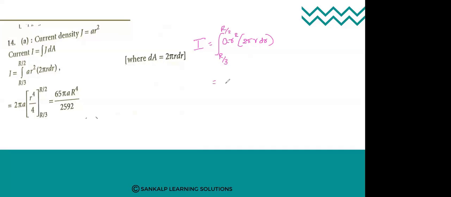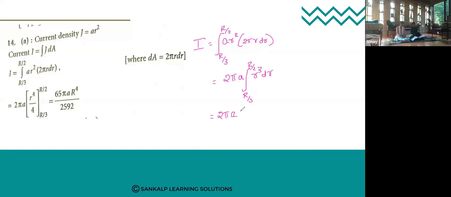So which is equal to, so what is constant here? You can see 2 is constant, pi is constant, A is constant. Whenever you are doing integration or differentiation, the constant terms are kept out. So 2 pi A, keep it out. After that, what is remaining? Inside the integration sign we have r squared and r, so r squared into r will be r cube into dr. Remaining things are constant, so they are taken out. And here the limits are r by 3 and r by 2.